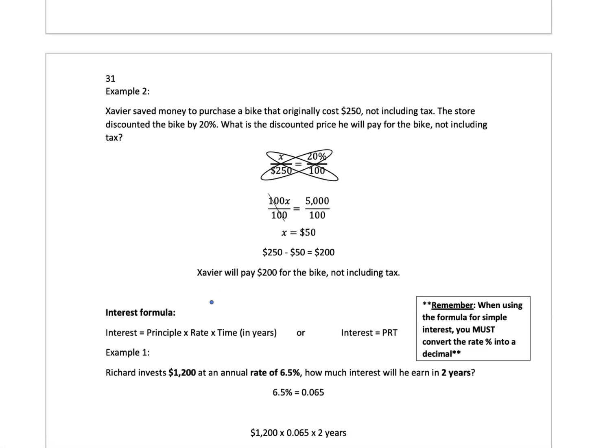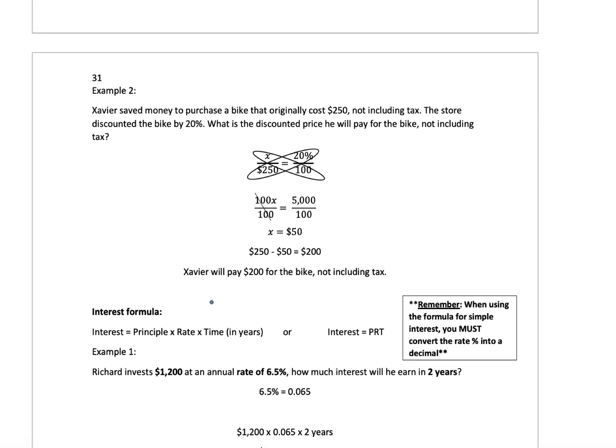Another example for percent proportions would be when we're talking about consumer math, so tax, tip, and discount. So this question asks you for Xavier saved money to purchase a bike that originally cost $250, not including the tax. The store discounted the bike by 20%. What is the discounted price he will pay for the bike, not including tax? So it's saying what's the discounted price. We need to figure out how much is he saving and then figure out how much it actually will cost him then. So we don't know the part of this number.